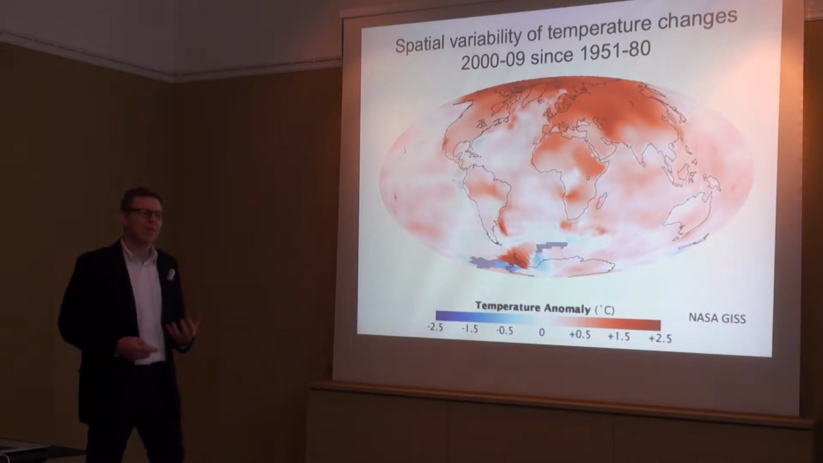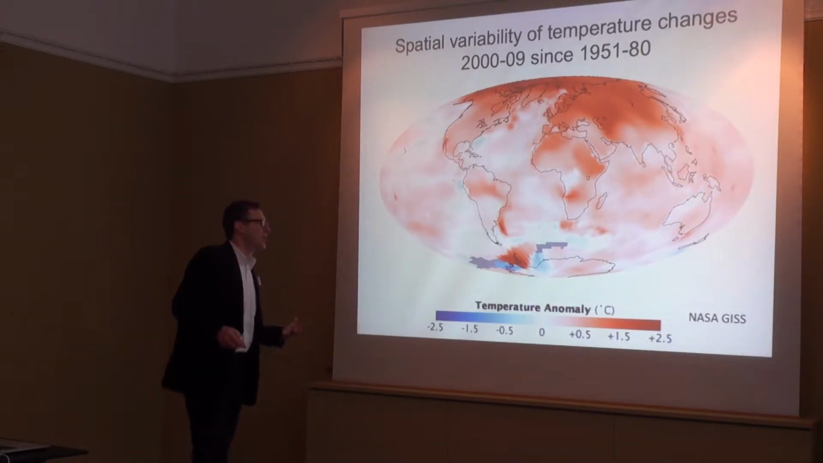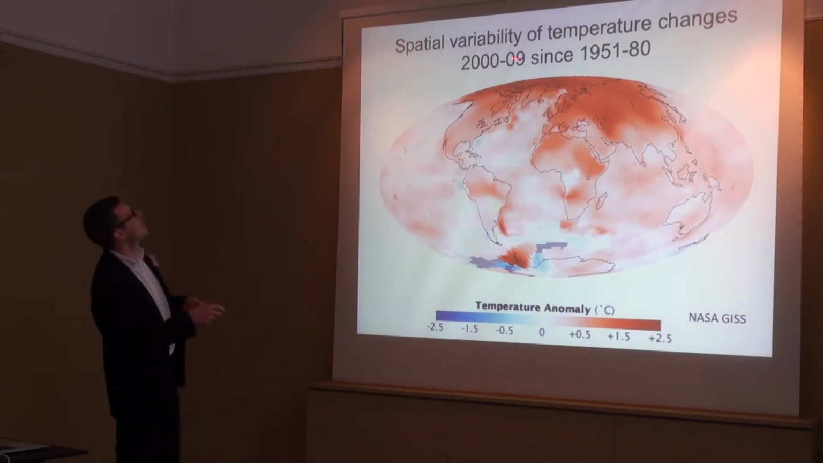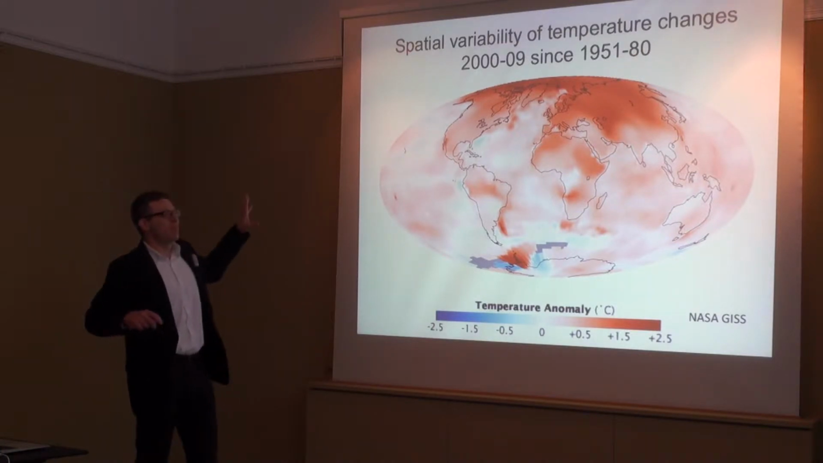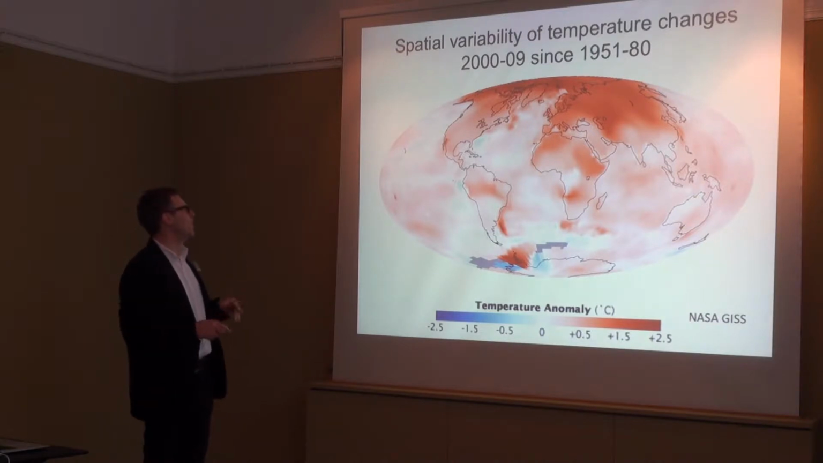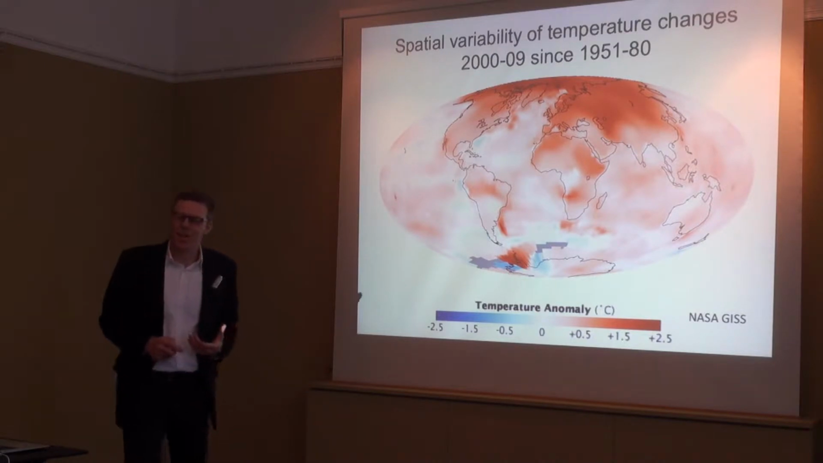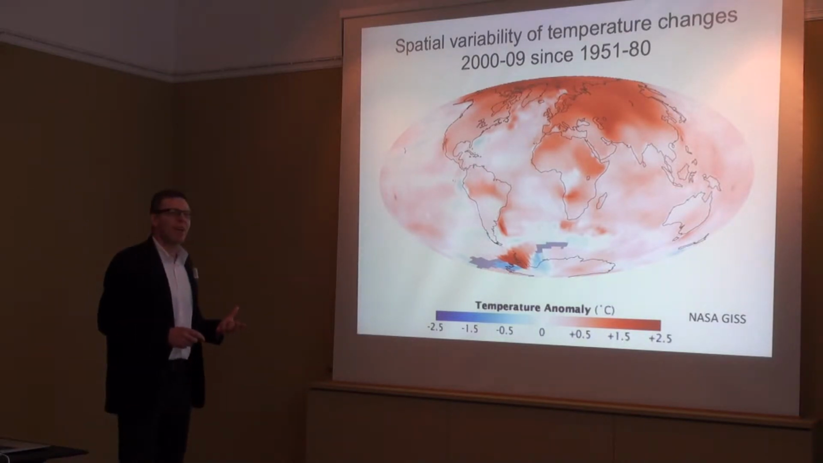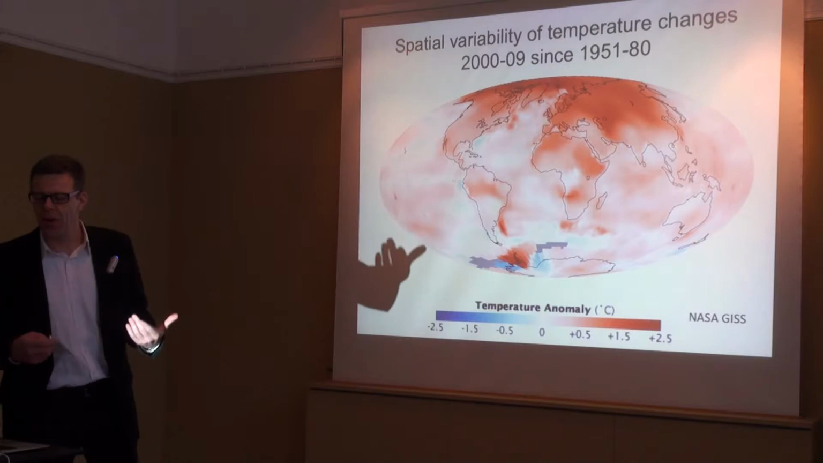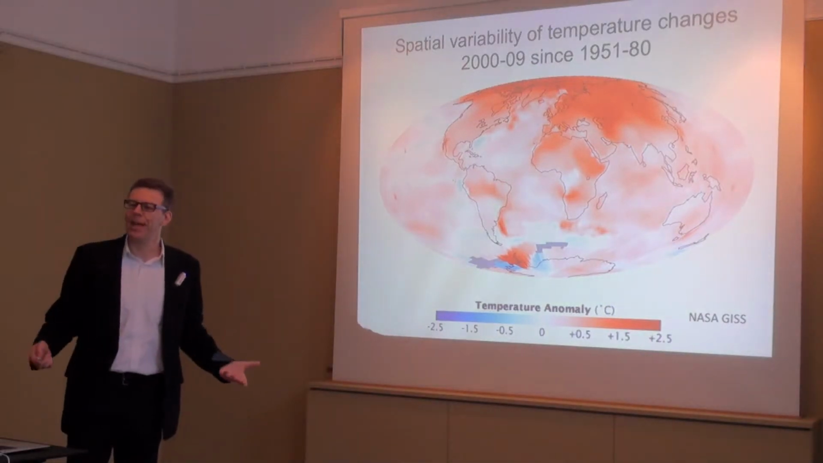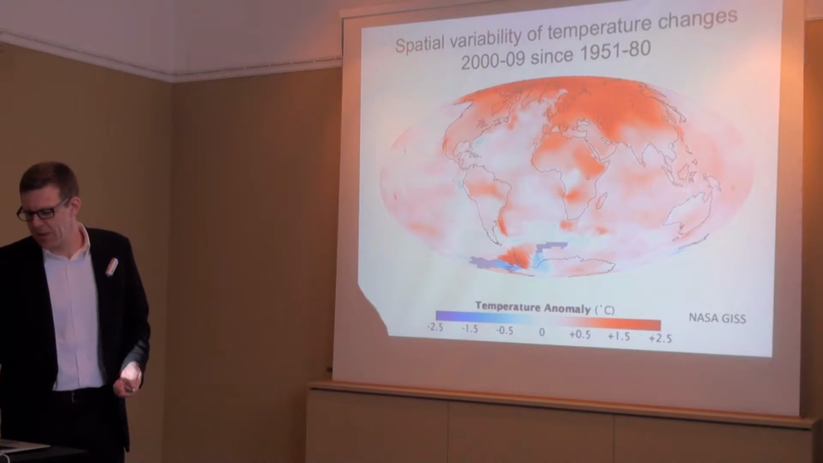And this point about looking at the regional scale is also emphasized if you look at a map here, spatial temperature variability from the last decade compared to the 1950s to 80s. There's a lot of heterogeneity on this map. There's even some cooling in places. So if someone finds cooling in one place, it doesn't mean that global warming isn't happening. And at the same time, if we know that the globe is warming, it doesn't mean that every place on the planet warms.